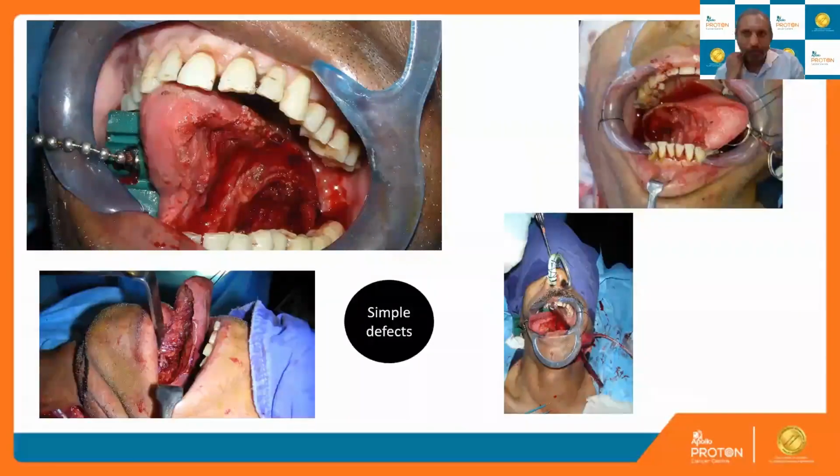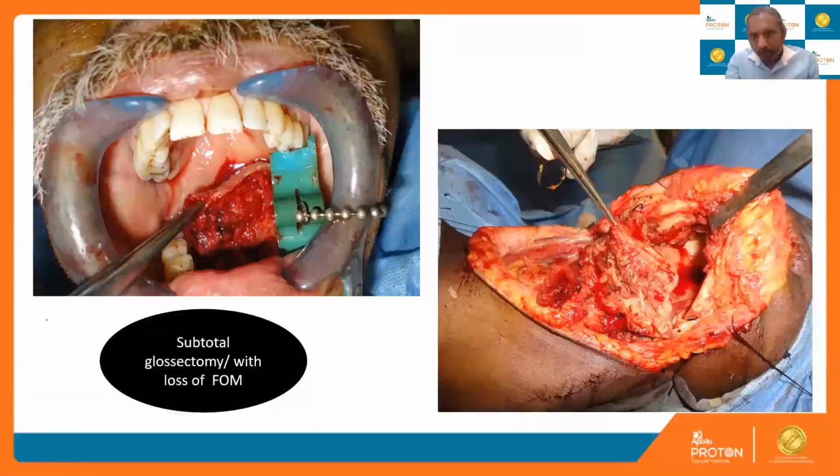So how do you define defects? The simple defects are usually mostly involving only the soft tissue of the tongue, mostly the lateral border and some involvement of the floor of mouth. Then we come to complex defects, like subtotal defects, where just the base of tongue is remaining, or a part of the base of tongue is kept, with loss of floor of mouth. When the disease is T4, you need to take the floor of mouth as well.